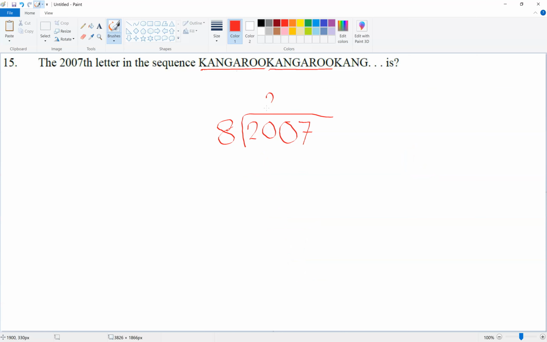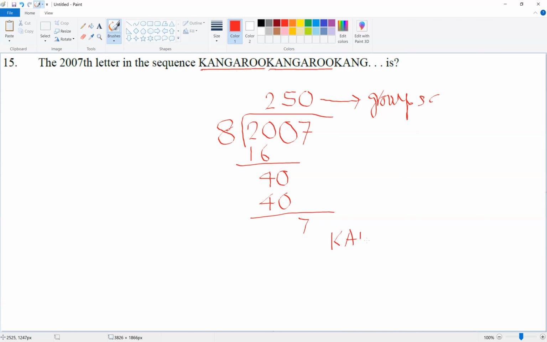So when I divide 2007 by 8, you get 250 with remainder 7. We cannot divide evenly. So do you see there will be 250 groups of kangaroo, and then we are looking for the seventh letter. So what is the seventh letter in kangaroo? Oh. So still the answer is correct, but it's a group of 8.